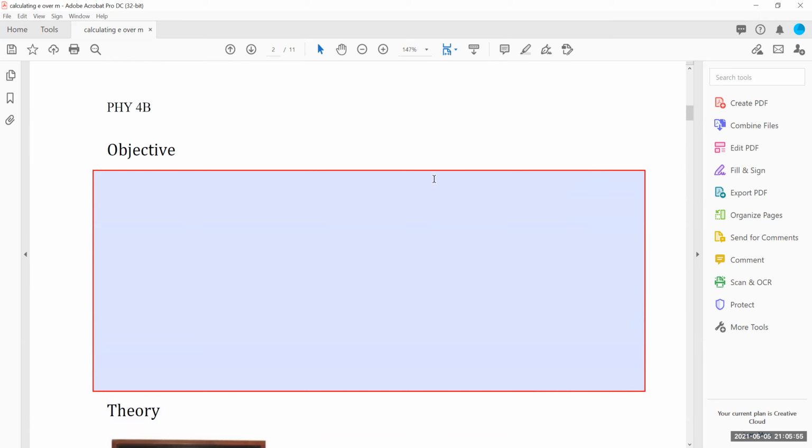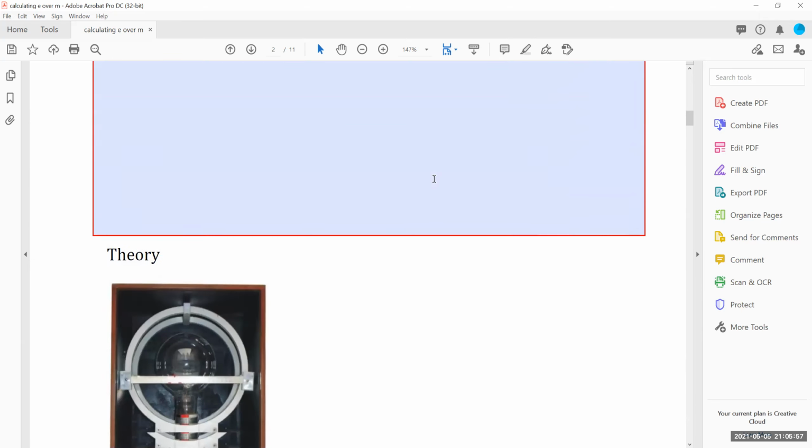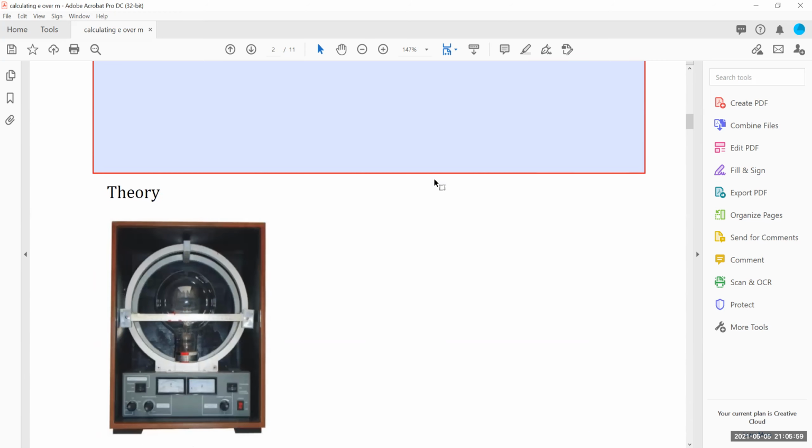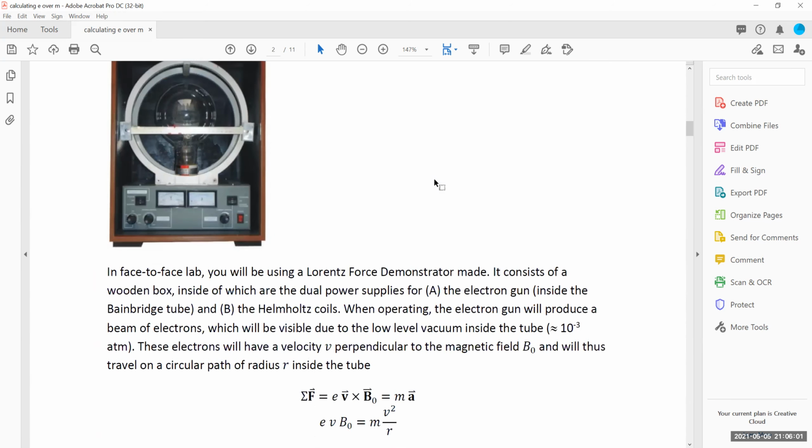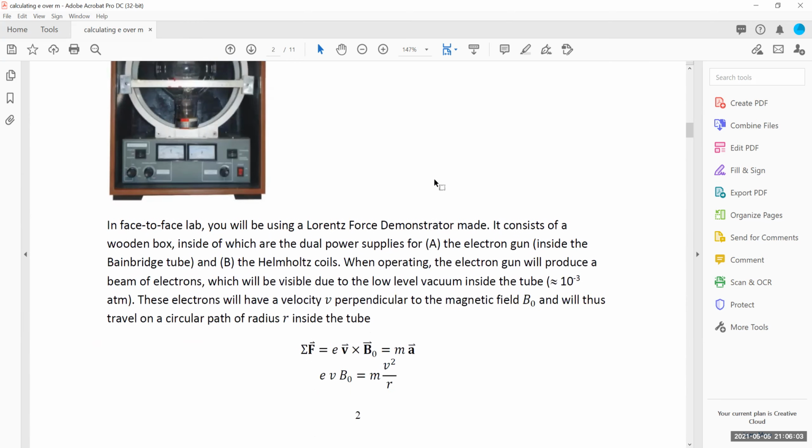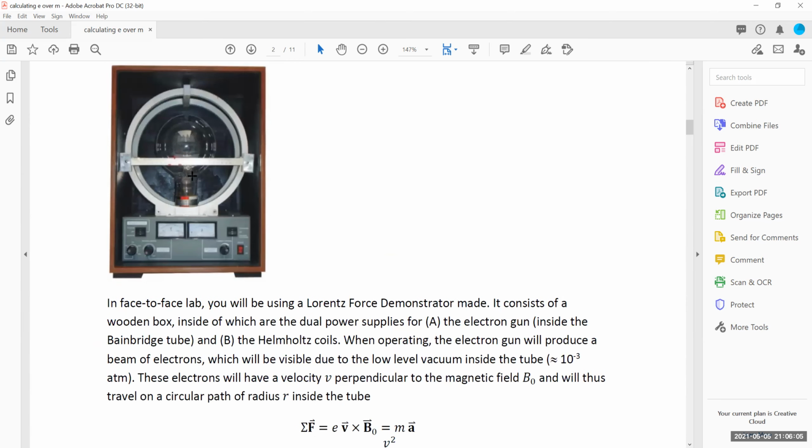Again, do not write the objective until you actually go through everything in the lab, and then you can come back to it. Please do not forget it, okay? Otherwise you're going to lose points unnecessarily. This is the setup in the actual lab.